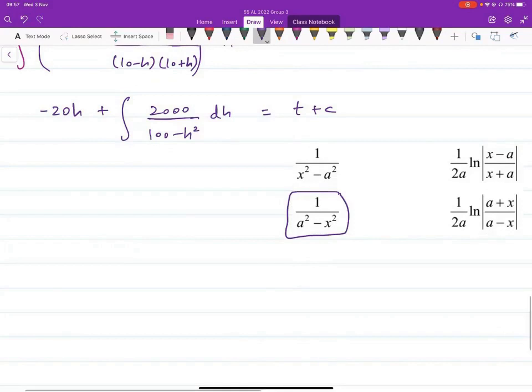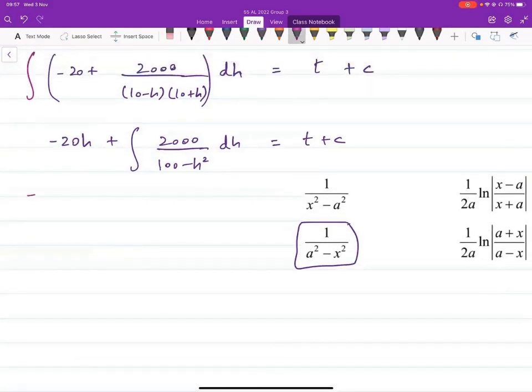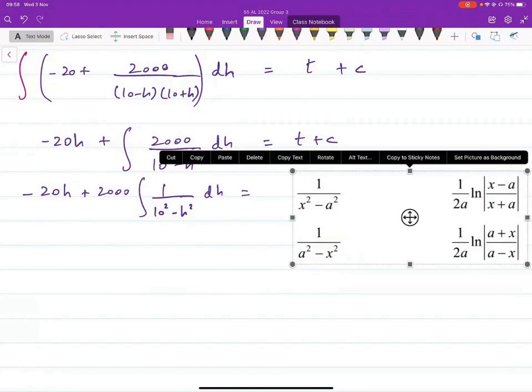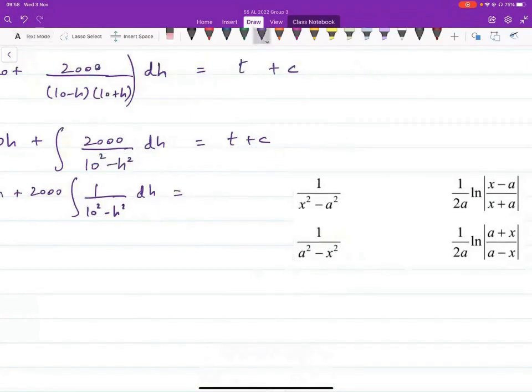X की जगह यहाँ पे h है. We can say this is minus 20h, और यहीं पे मैं लिख सकता हूँ इसको. This is actually 10 square minus h square. Okay? 2000 को बाहर लेकर जा सकते हैं, वो multiply होना in any case, so it doesn't really matter. We can take that outside. It becomes 1 over 10 square minus h square dh. On the right side, we have t plus c.